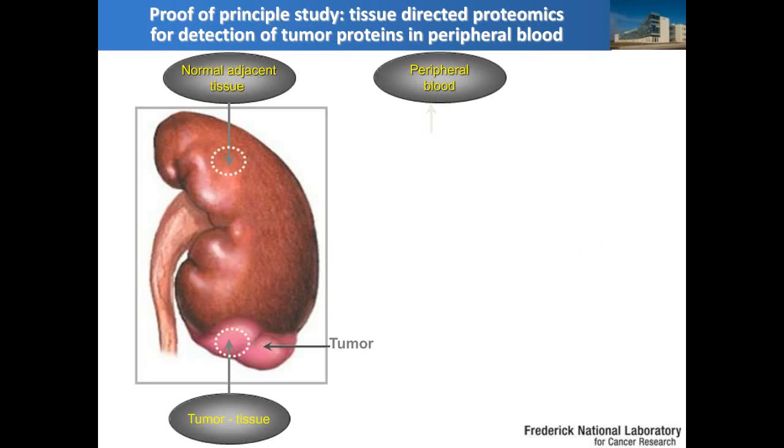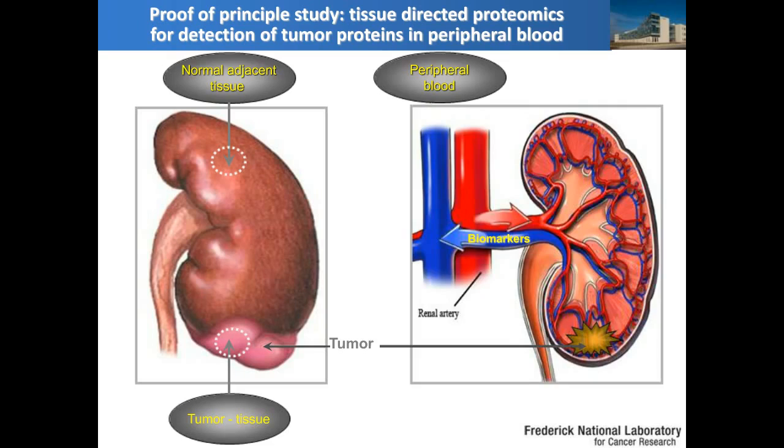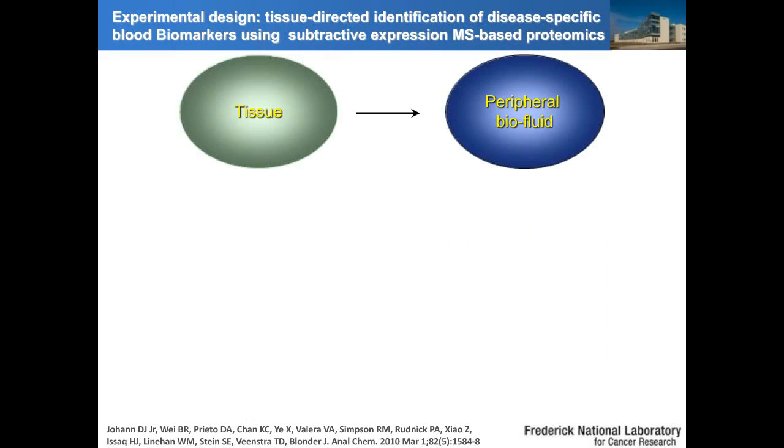So our idea is basically to compare normal tissue versus tumor tissue, and take peripheral blood before the surgery. Because during surgery some biomarkers can leak into blood, and this is what we call a tissue-directed approach. Then we have to analyze at the same time 3 samples from the same patient on an individual basis. So basically this is our experimental design.